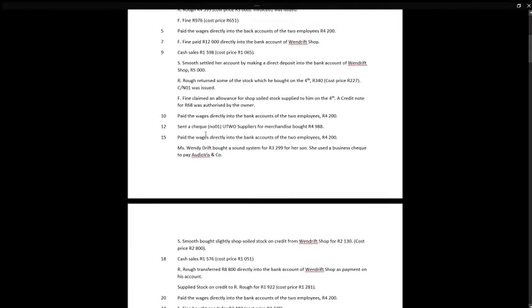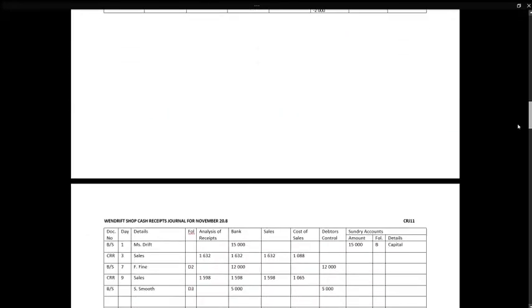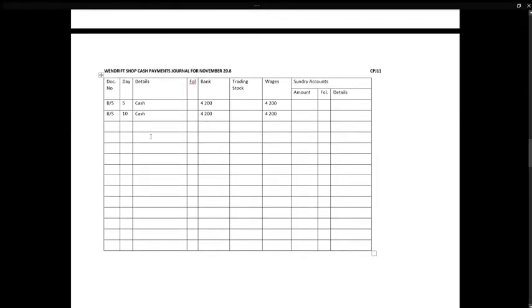Next transaction took place on the 12th. Sent check number 01 to UTWO suppliers for merchandise bought, 4,988 Rand. So, cash payment journal. My source document will be check counterfoil 01. This took place on the 12th.